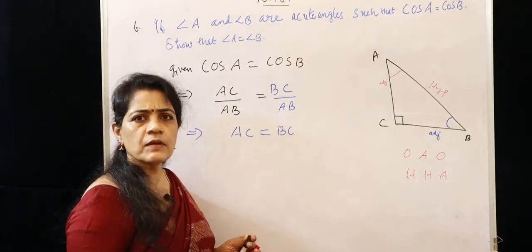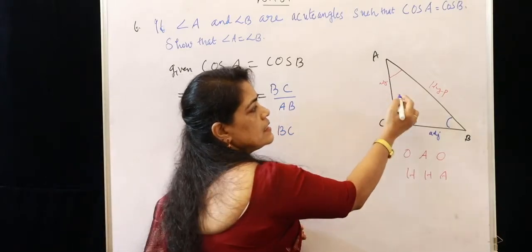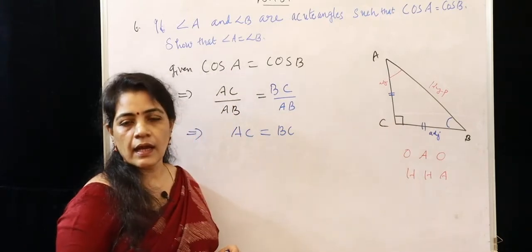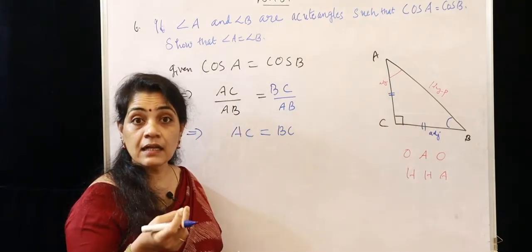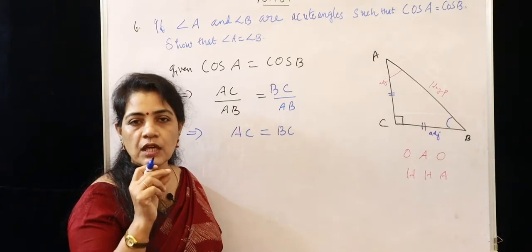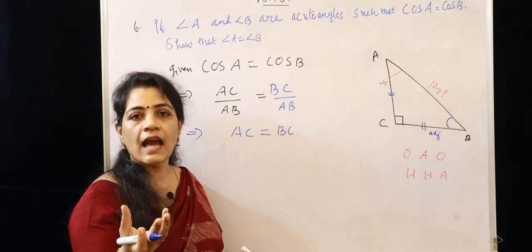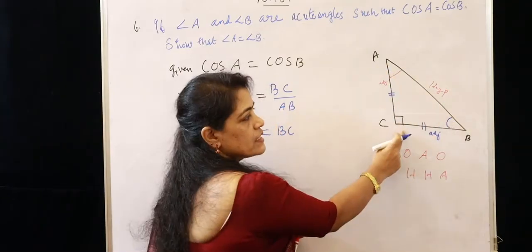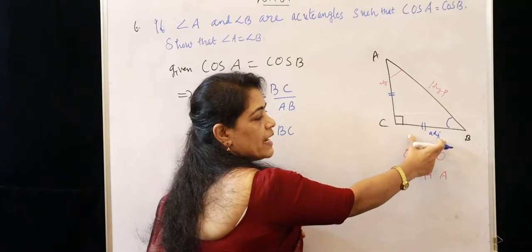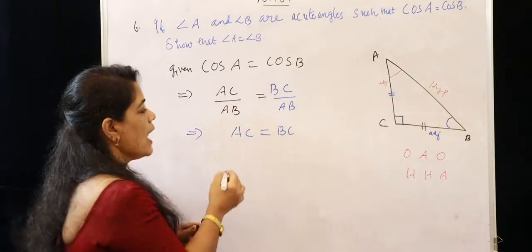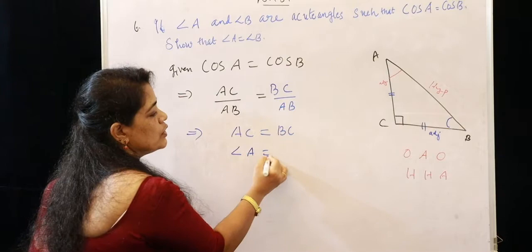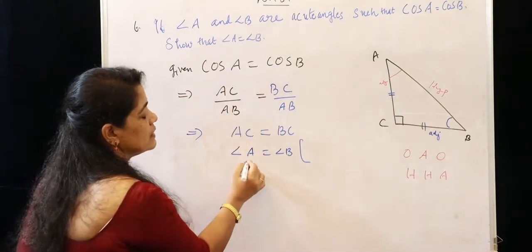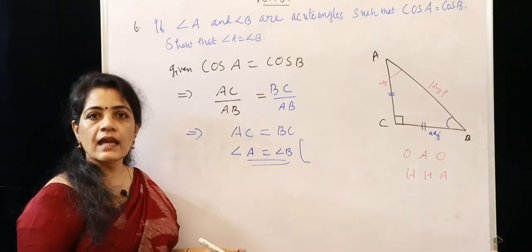Now see, what are AC and BC in the figure? AC is this side, and BC, they are equal, and we know that angles opposite to equal sides are equal. Which is the angle opposite to the side AC? Angle B. Okay, which is the angle opposite to side BC? Angle A. That is angle A is equal to angle B. This is what we need to prove. Angle A is equal to angle B.